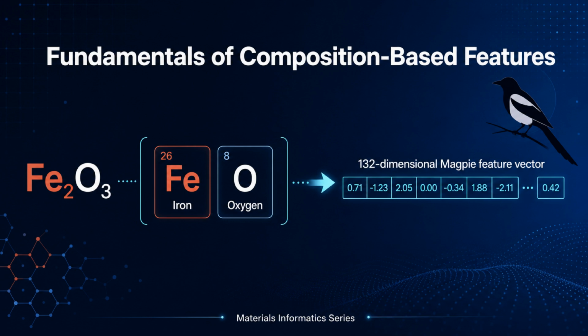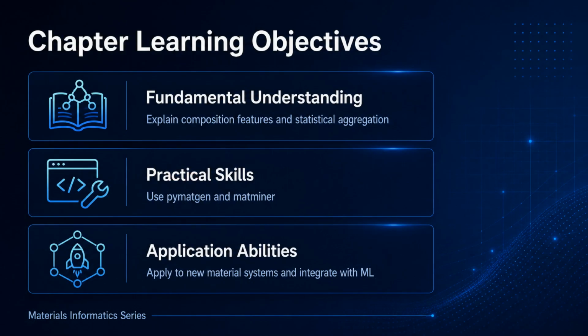learning models can process. By the end of this chapter, you'll achieve 3 levels of understanding. First, fundamental understanding, explaining composition-based features and statistical aggregation principles. Second, practical skills, using PyMatGen to parse formulas and MapMiner to generate features. Third, application abilities, applying these techniques to new material systems and integrating with machine learning workflows.